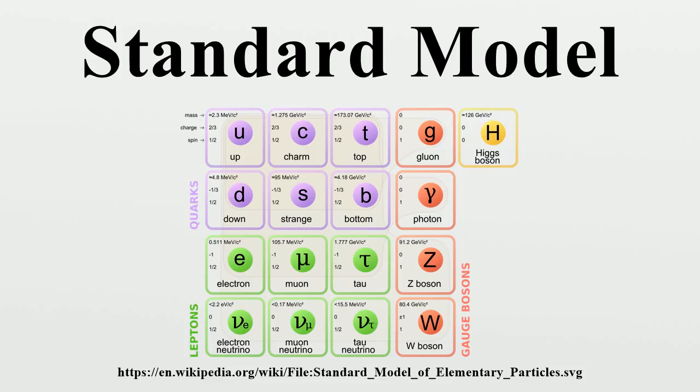Since then, discoveries of the top quark, the tau neutrino, and more recently the Higgs boson, have given further credence to the Standard Model. Because of its success in explaining a wide variety of experimental results, the Standard Model is sometimes regarded as a theory of almost everything.